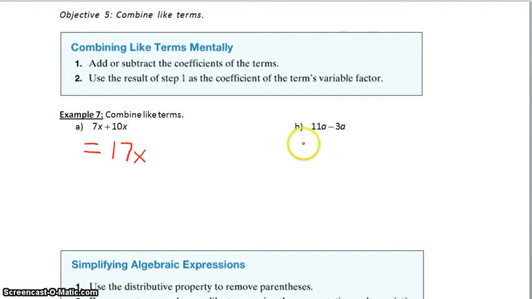Now we do basically the same thing for b. Look at our variables. They're the same variable to the same exponent, so these are like terms. However, instead of adding the coefficients, we would subtract the coefficients. 11 minus 3 is 8, and we will bring down our a.